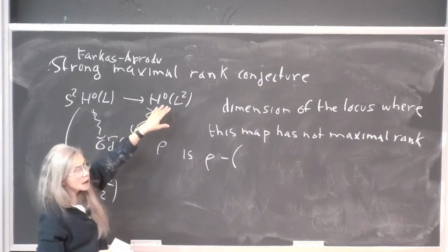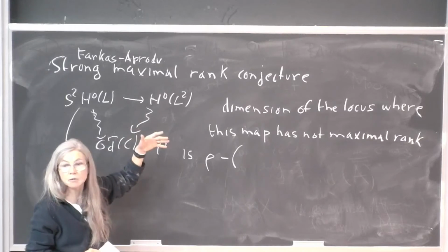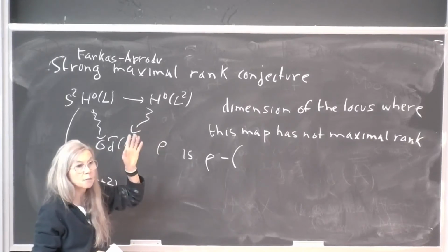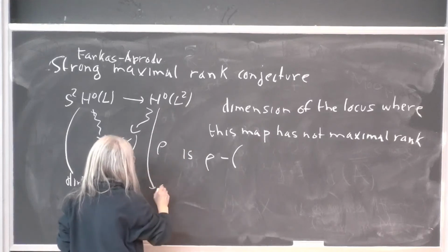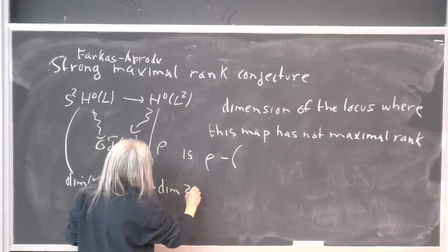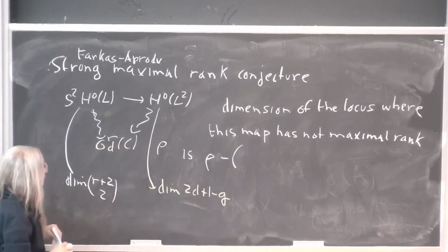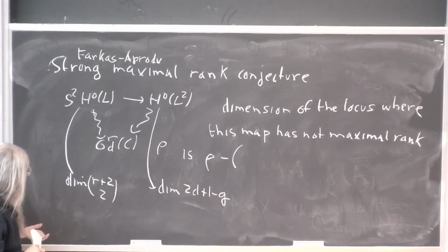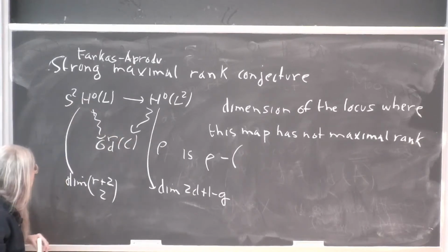And the H0 of L square, if L is a little bit big, it's going to behave well in terms of Riemann-Roch. We don't need to worry about the H1. So that's going to have dimension most of the time 2D plus 1 minus G. Then the number of conditions we need to write down is, let's assume that that's smaller than the other one. It doesn't matter, actually.